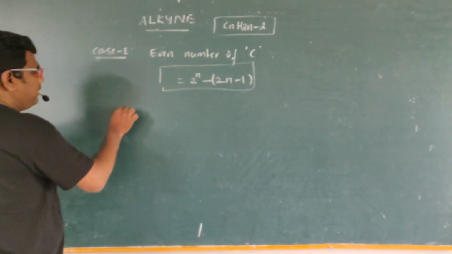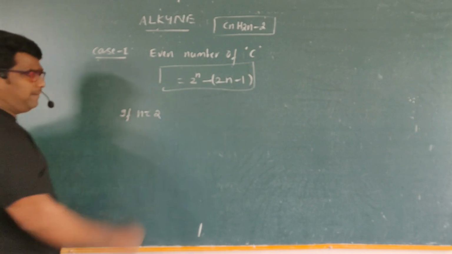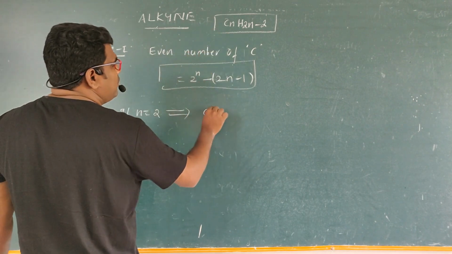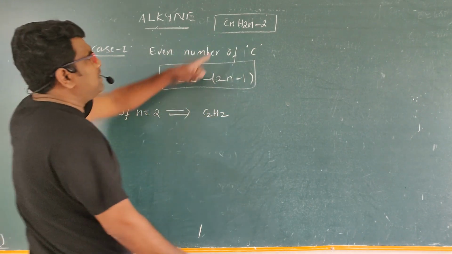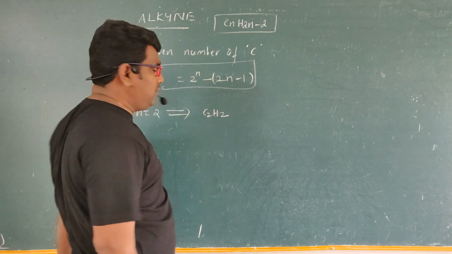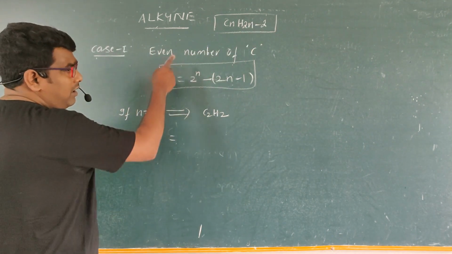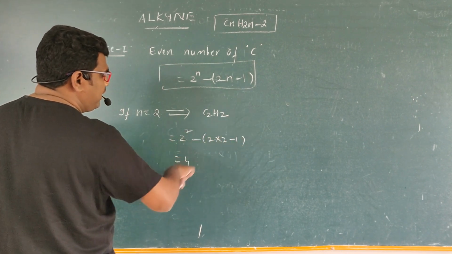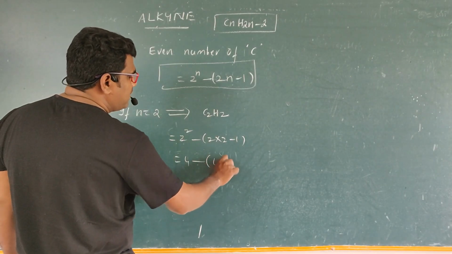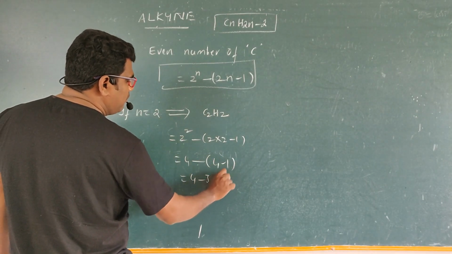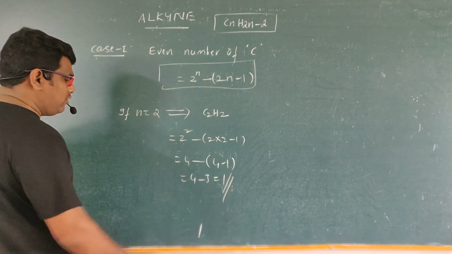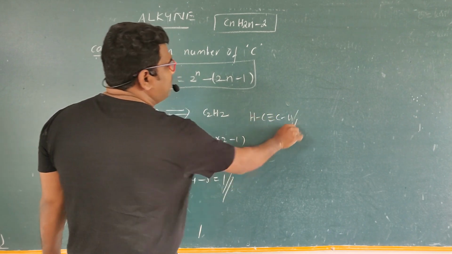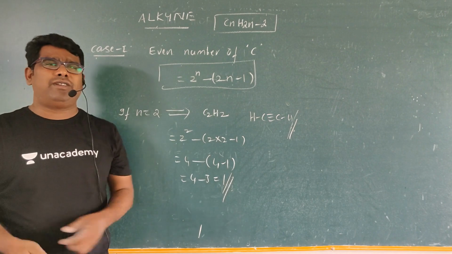For example, if n is equal to 2, that is even. So first of all, what is the molecular formula if n is equal to 2? C2H2. Why? Because 2 times 2 is 4, 4 minus 2 is 2, so C2H2. So how many isomers? 2 power 2 minus 2 into 2 minus 1. 2 power 2 is 4, minus 4 minus 1, that is 4 minus 3, that is 1 isomer. 1 isomer means HC triple bond CH. This is not really an isomer, only one molecule. It's not possible to have isomers.